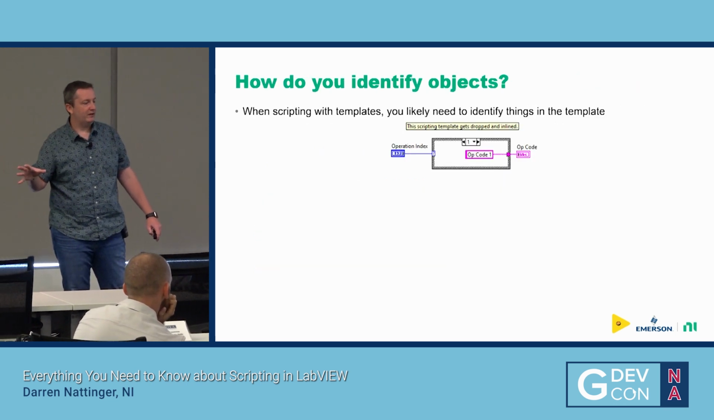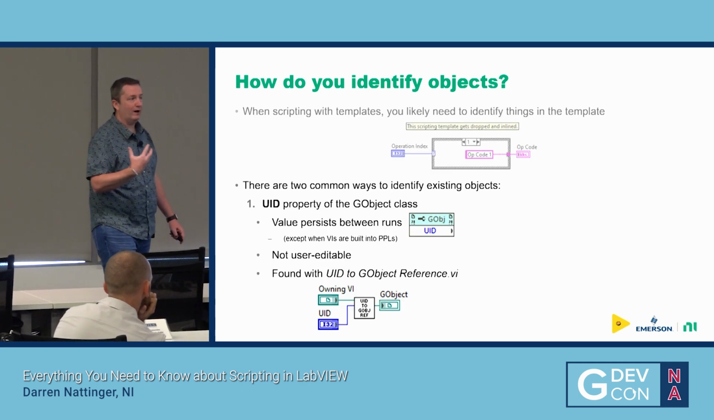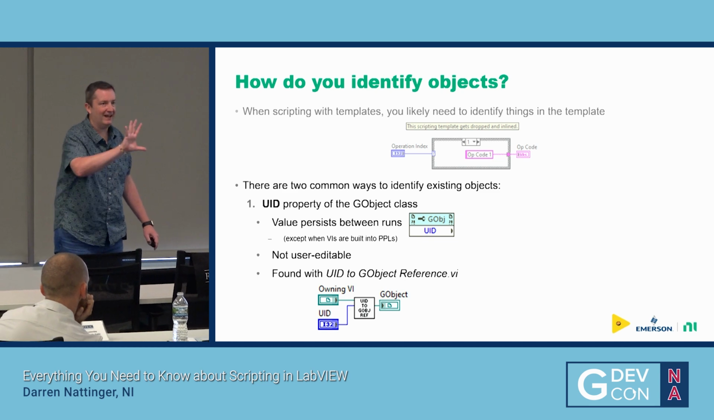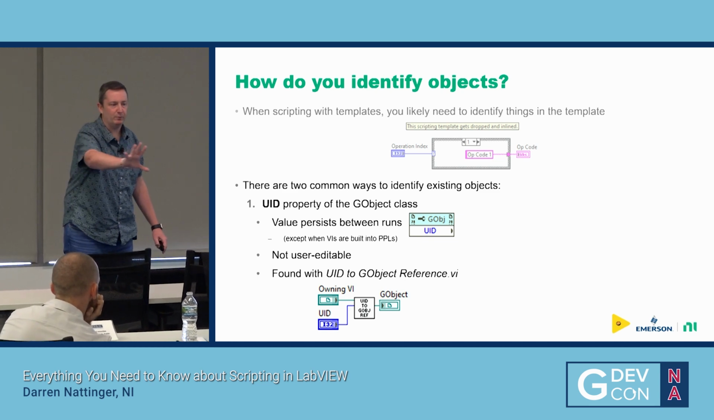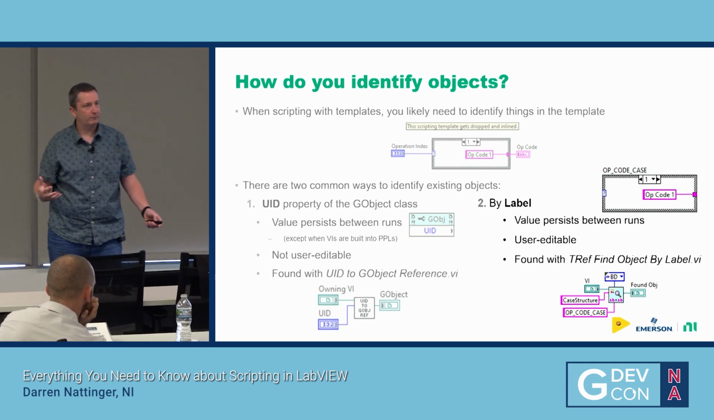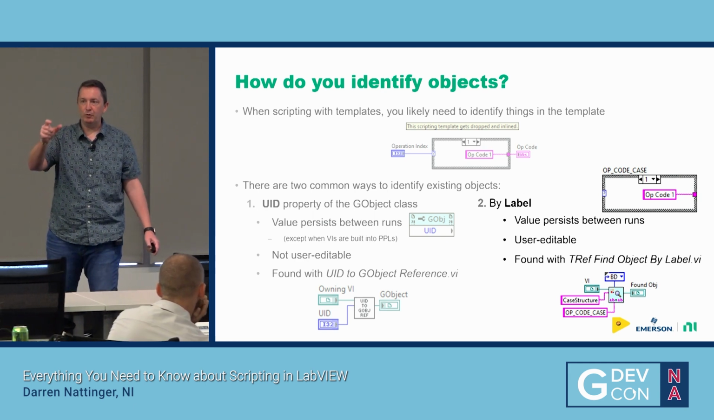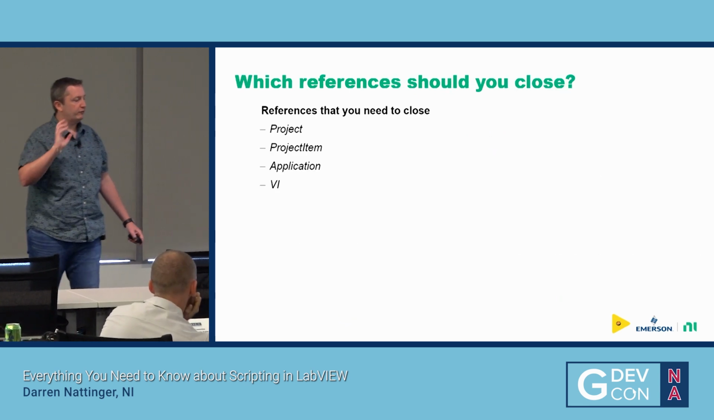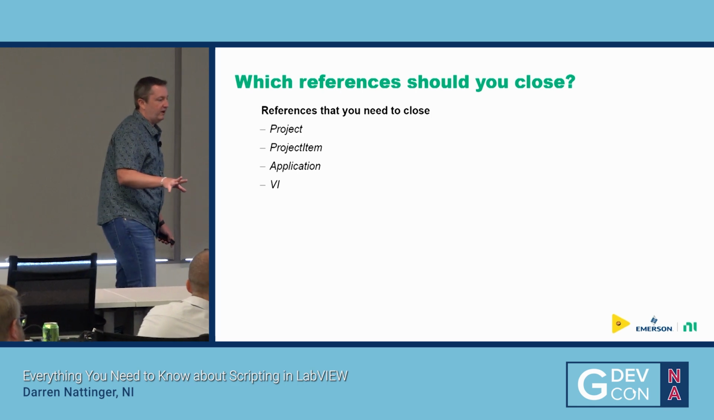How do you identify things? Well, you can identify them by something called a UID, which is an internal property of things. I tend to not do that because I can't actually see the UID of things on a block diagram, but what I can see is labels. So whenever I'm working with scripting, working with templates, I will use a label and find that object with tref find object by label. Which references should you close? I've talked about this in other presentations.